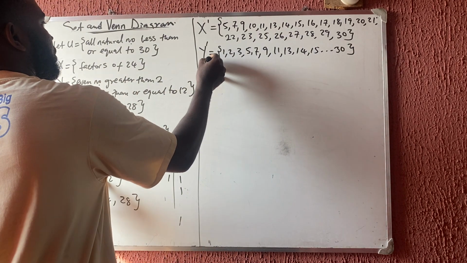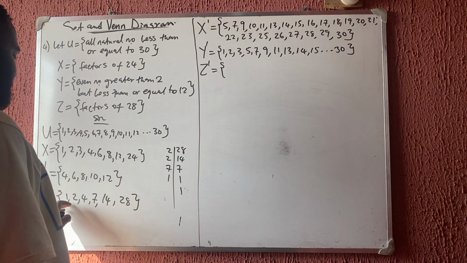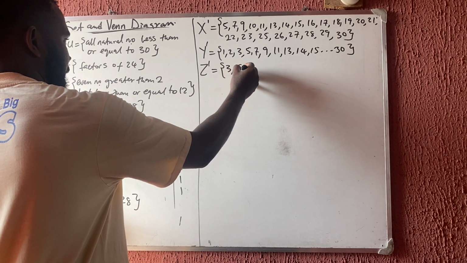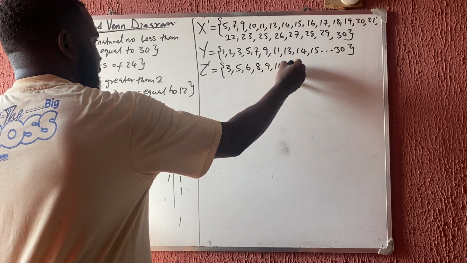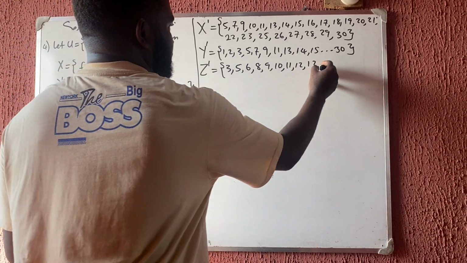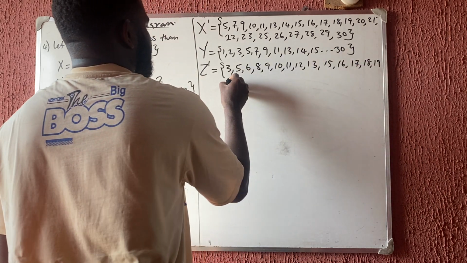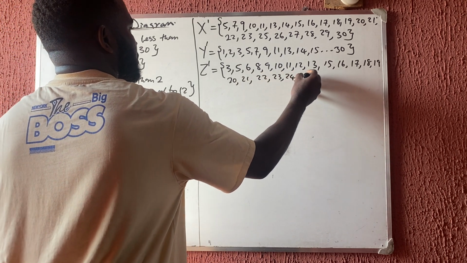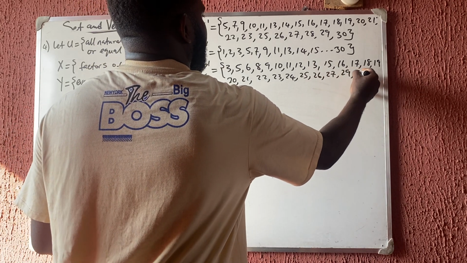All right. So what about z? Z prime is elements that you can see in the universal set that are not in z. So 1 is already here. 2 is already here. So we start from 3. 4 is here. 5, 6, 7 is here. So 8, 9, 10, 11, 12, 13, 14 is already here. So I'll say 15, 16, 17, 18, 19, 20, 21, 22, 23, 24, 25, 26, 27, 28 is already here. So I have 29 and 30.